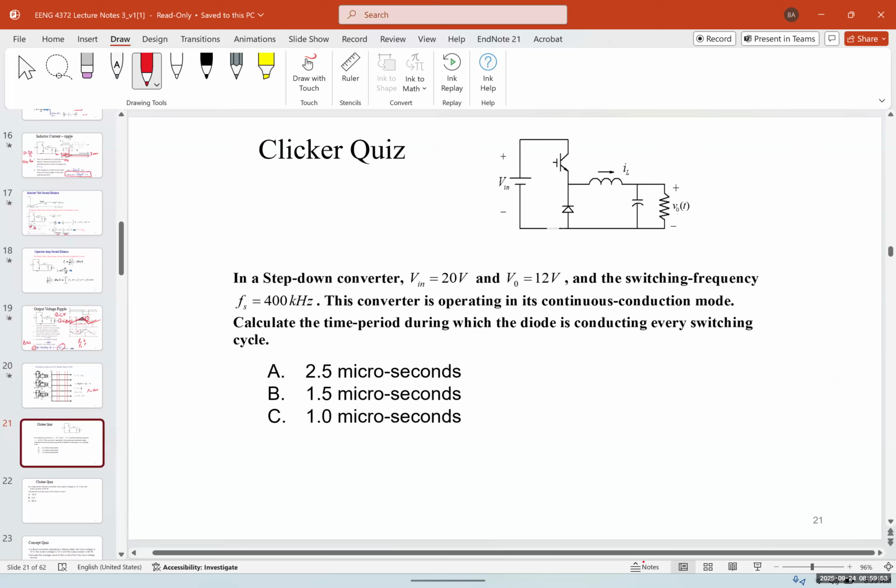Now, we're going to have just this one quiz today. For the online students, we're going to have a different quiz. I'll post that quiz. In a step-down converter, Vin is 20 volts, V out is 12 volts, and the switching frequency is 400 kilohertz. This converter is operating in its continuous conduction mode. Calculate the time period during which the diode is conducting every switching cycle. I'll give you some papers. Again, this is for attendance.